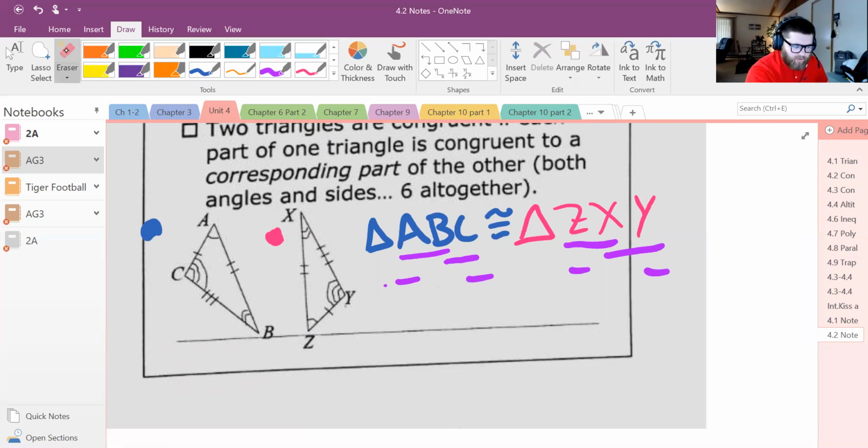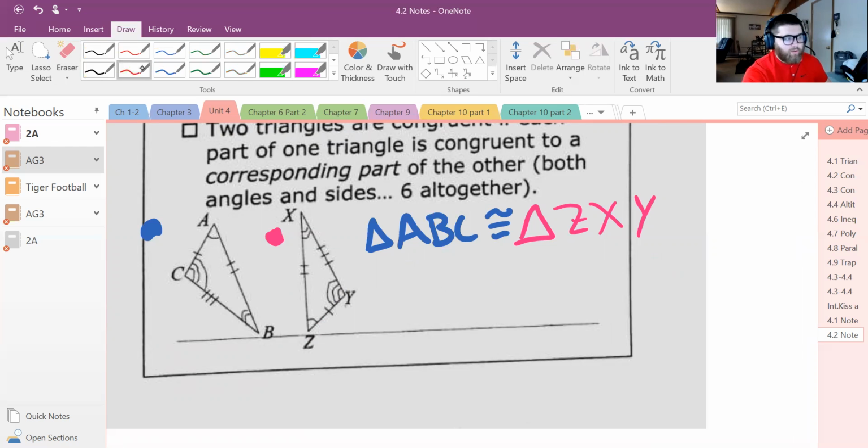Okay, so there's 6 things that go on here. Let's write them all out. Let's write out all 6 of them. Because I want you to see, once we start talking about the shortcuts for proofs, this is why we have the shortcuts in the first place.